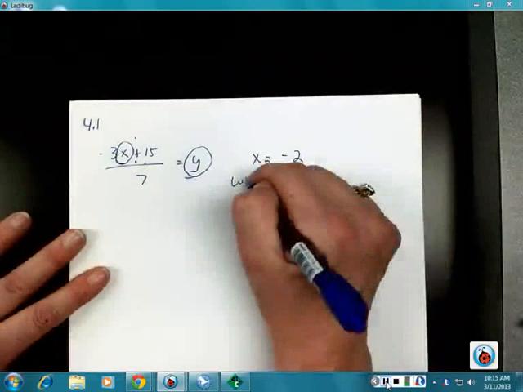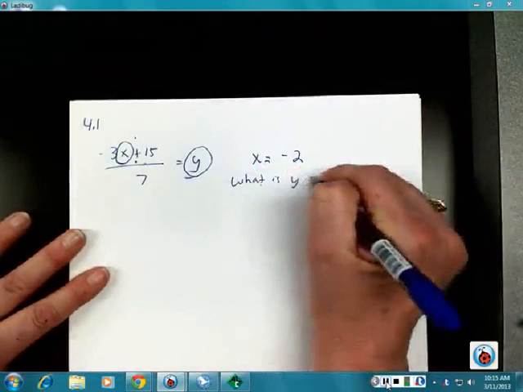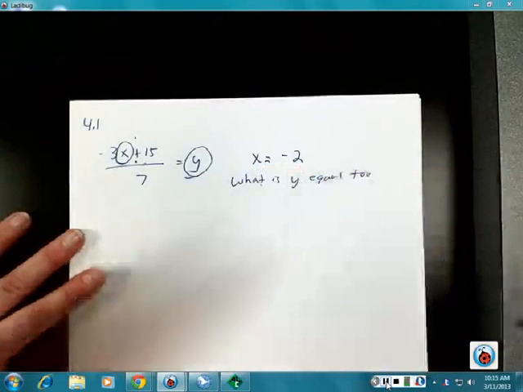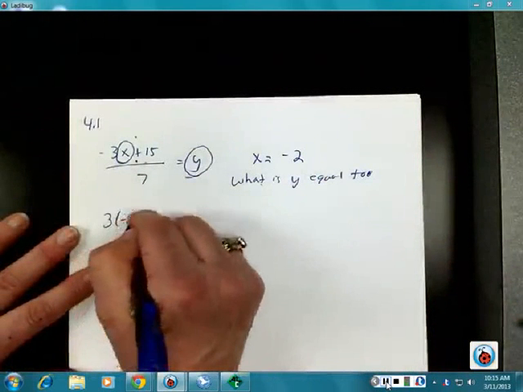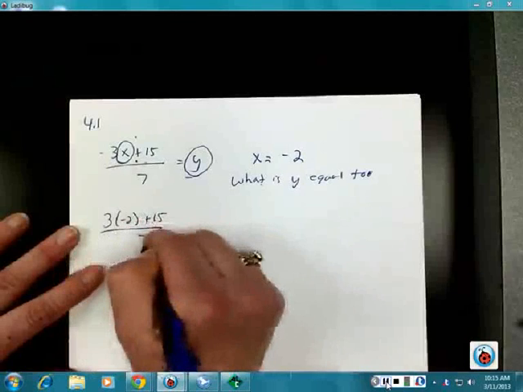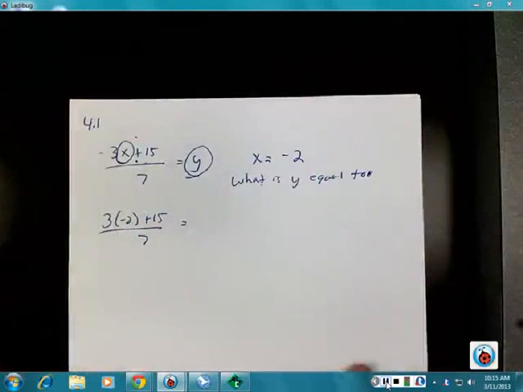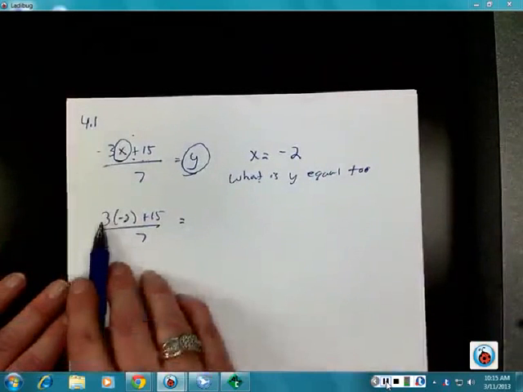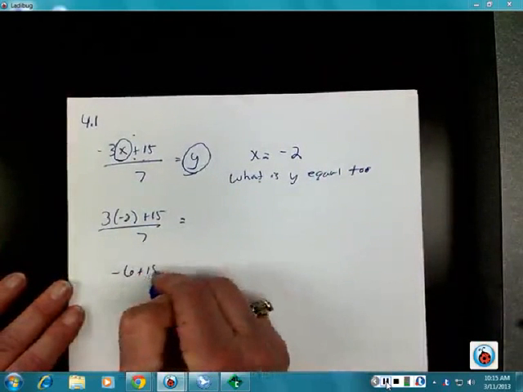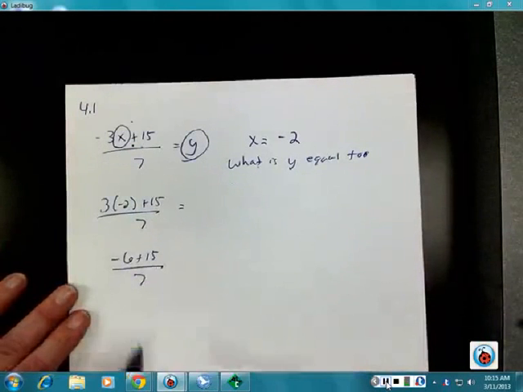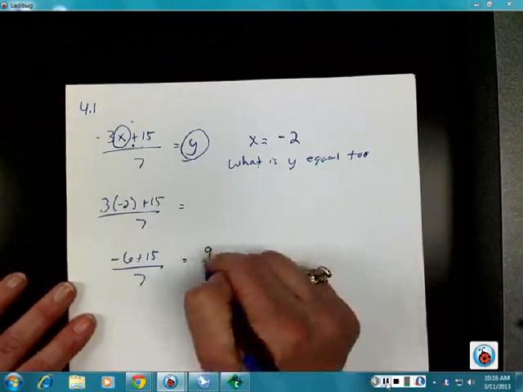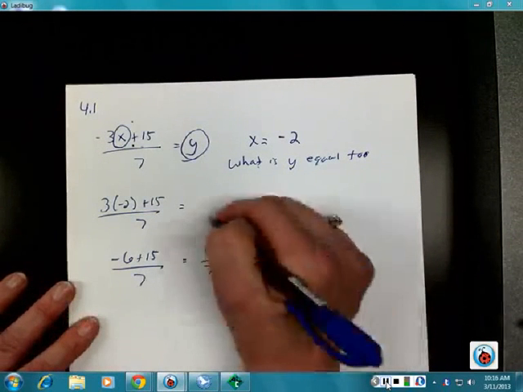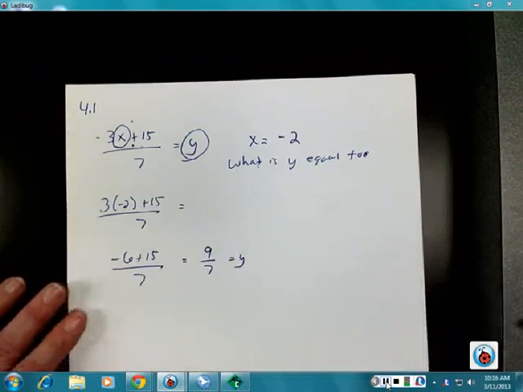So what is y equal to? So what would I have to do? Well, I'd have to plug in a negative 2 wherever x is at and kick out what y is going to be. So what would y be in this case? So 3 times a negative 2 is a negative 6. 15 and a negative 6, what do I get out of that? I think I get a 9, don't I? Yeah. So y is equivalent to 9/7.